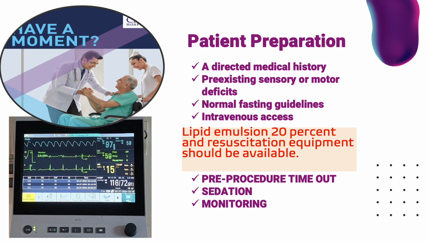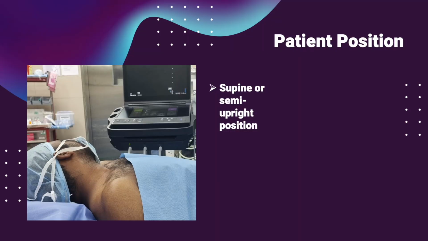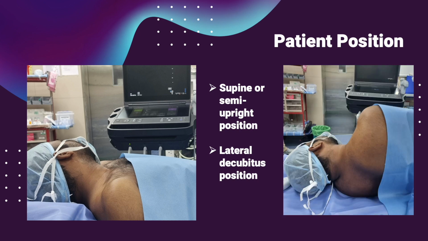So once the patient is prepared for the surgery, what is the patient's position? The patient can be positioned in supine, semi-supine, or lateral position with the head rotated away from the side to be blocked. The semi-supine position is preferred as it allows the patient's head to be slightly elevated, allowing for improved visualization and easy identification of the sternocleidomastoid muscle.